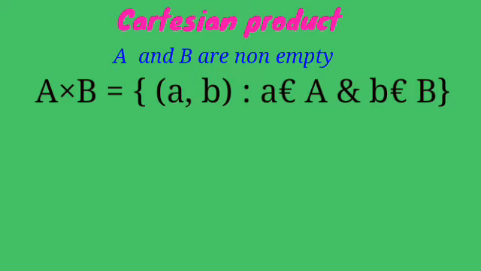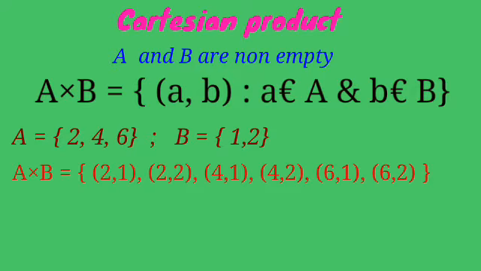For example, if we choose two sets A and B in such a way that A contains only three elements 2, 4, 6 and B contains two elements 1 and 2 only, then A cross B is the set where the ordered pairs will be the elements, and the ordered pairs are (2,1), (2,2), (4,1), (4,2), (6,1) and (6,2), where the first elements are coming from the set A and the second elements are coming from the set B. However, A cross B and B cross A are not the same. That means the Cartesian product doesn't satisfy the commutativity property.